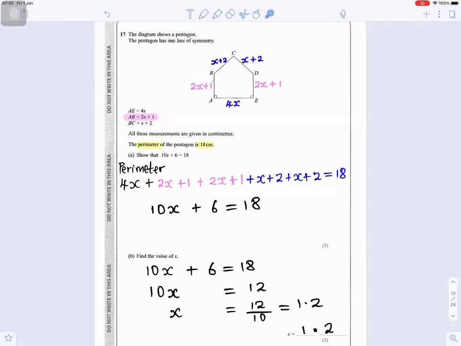So this is the complete solution to that question. You wanted to show that 10x plus 6 equals 18 on the left hand side for part A, and for part B was to find that value for x.